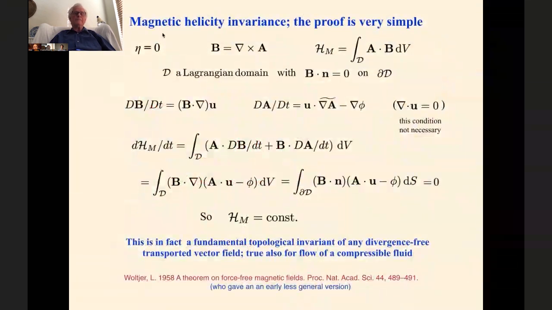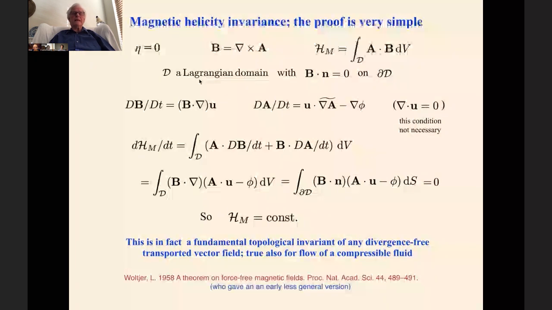Well, there's an invariance property, as I've mentioned, most easily proved for a magnetic field, the magnetic helicity invariance, for any field that is a frozen-in field. For a magnetic field, let's put eta, the diffusivity, to 0. B is the curl of a vector potential A, and H_M is the integral of A dot B. B is the analog of vorticity, A then the analog of velocity. So this is like the integral of u dot omega over a domain D.